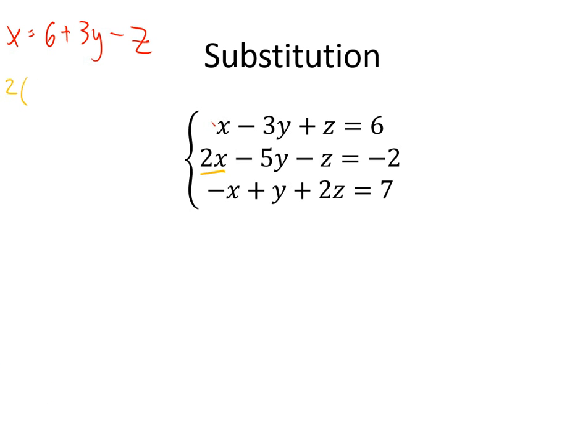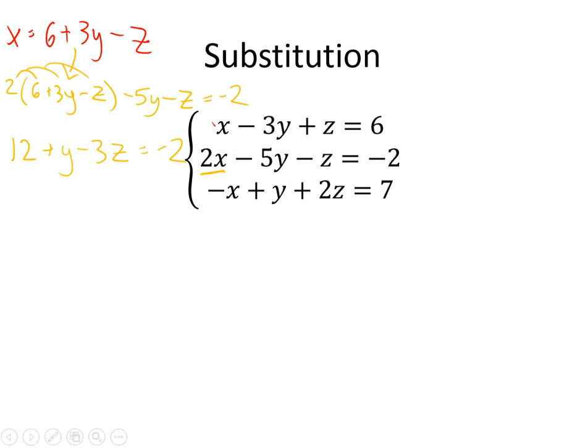So it's going to be 2 times 6 plus 3y minus z, that is the x that's being plugged in, minus 5y minus z equals negative 2. Distribute the 2 and then simplify everything. After I distribute and simplify, I end up getting 12 plus y minus 3z is equal to negative 2. Now I'm going to solve for y, so I move the 12 and the z term to the other side, and that gives me y is equal to 3z minus 14.